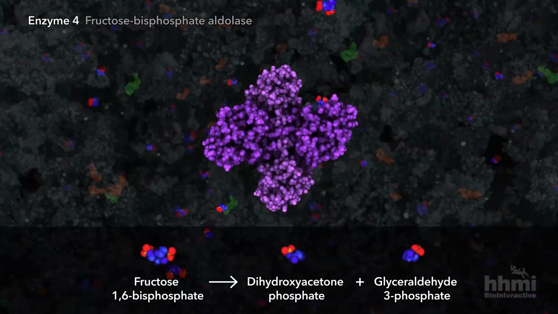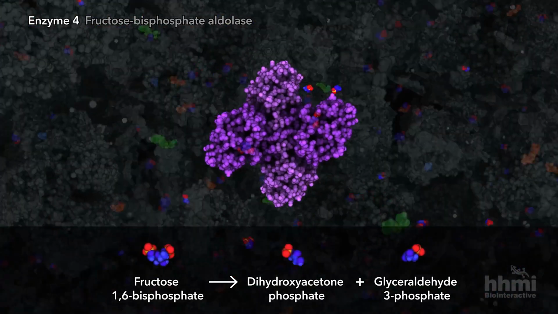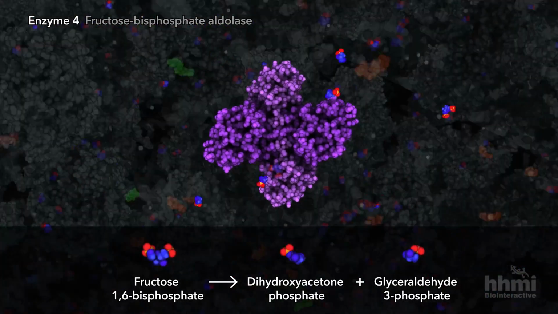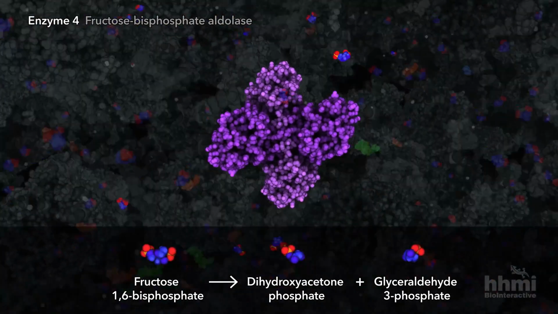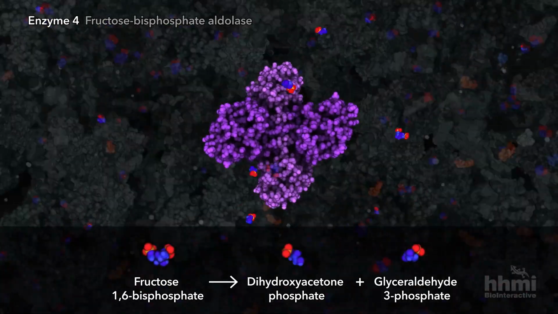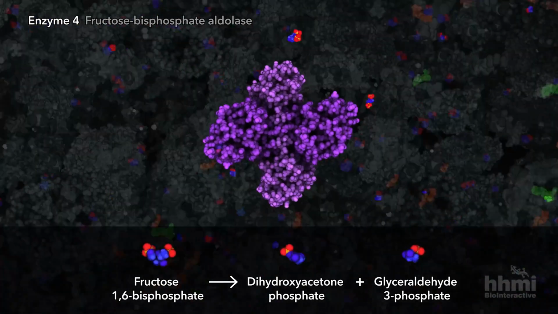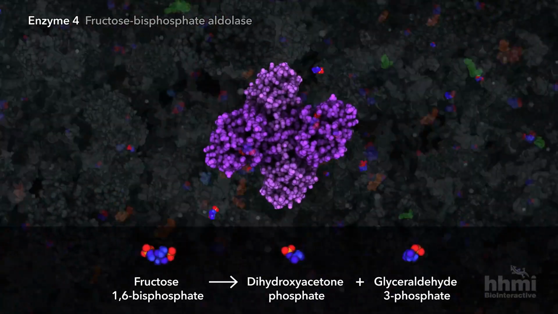The fourth enzyme cuts the molecule in half, creating two 3-carbon sugars, each with a single phosphate attached. The sugar products are isomers of each other, but only glyceraldehyde 3-phosphate is ready to continue with glycolysis.